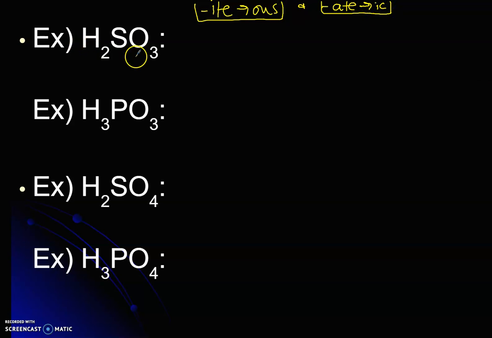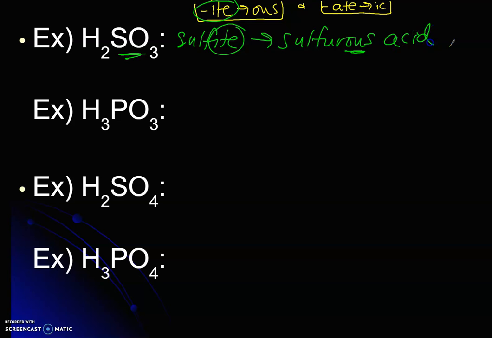All right, so H2SO3, you have to recognize the formula SO3. SO3 is sulfite. I took a bite, so this becomes sulfurous acid. Sulfurous acid. So fast, so sulfurous acid.